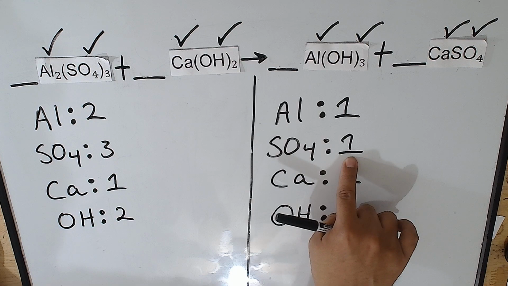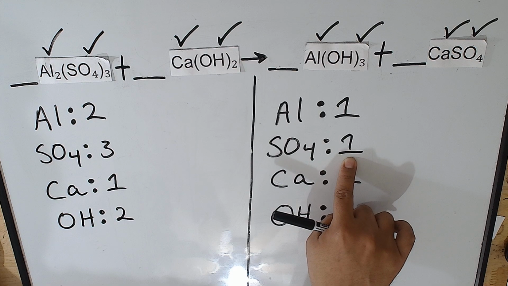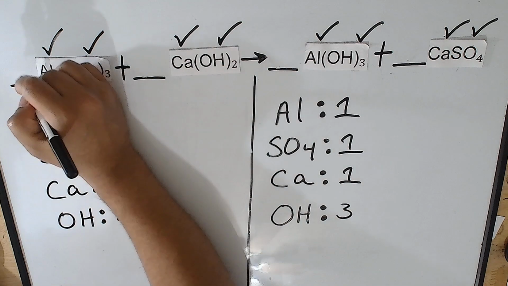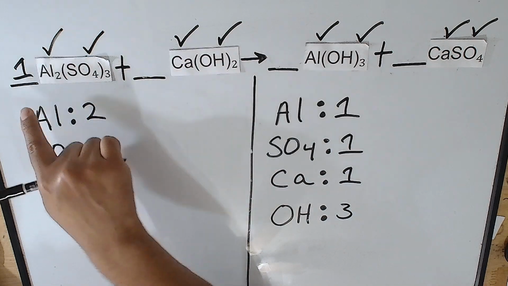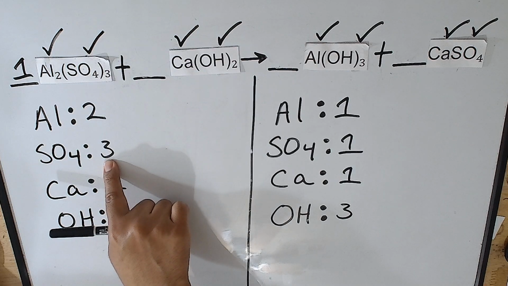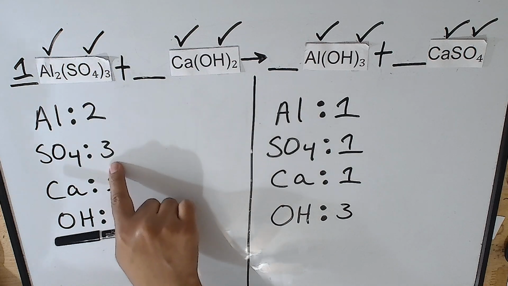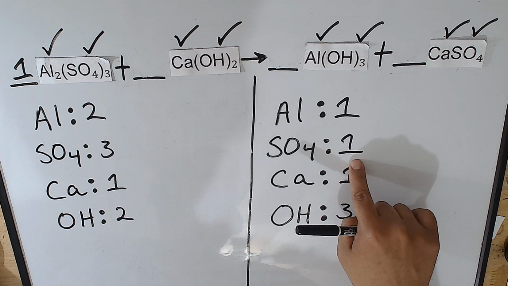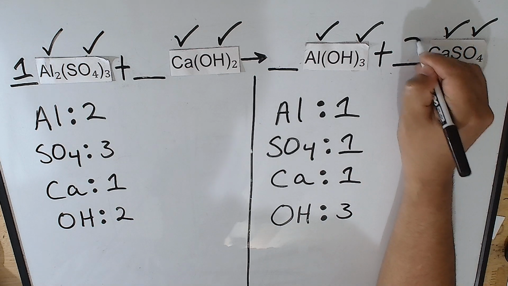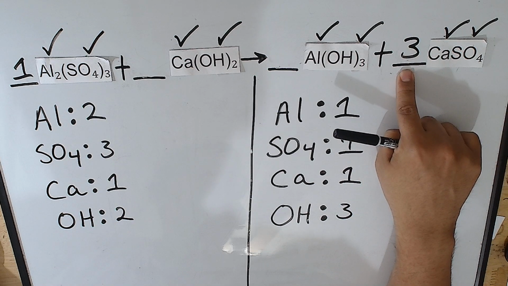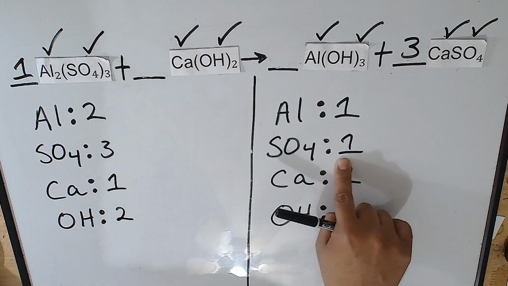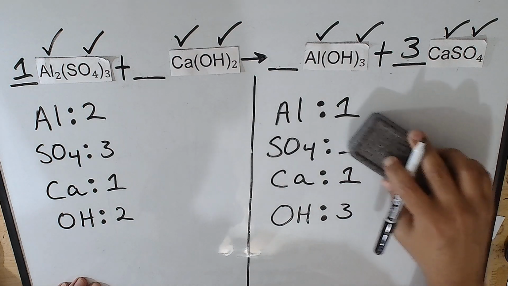And then over here, we have only 1 sulfate. So what I want to do, I want to change this into a 3. But first, I need to write a coefficient of 1 over here because 1 times 3 gives me 3. So I locked in this compound. Now I can come to the product side and I can say that I have 3 sulfates, and I'm going to change that to a 3.